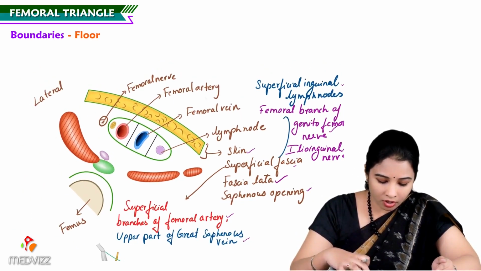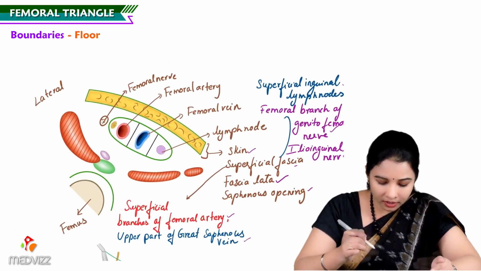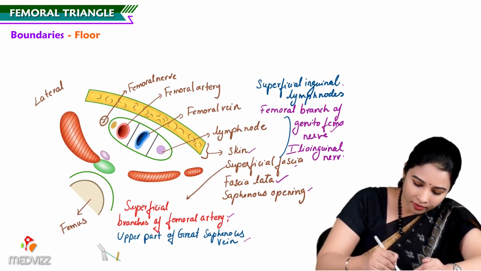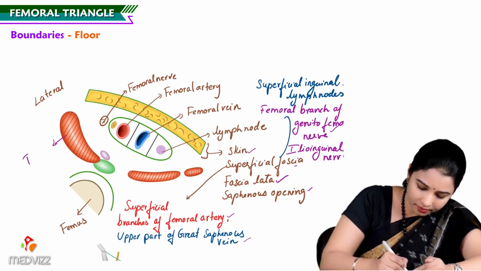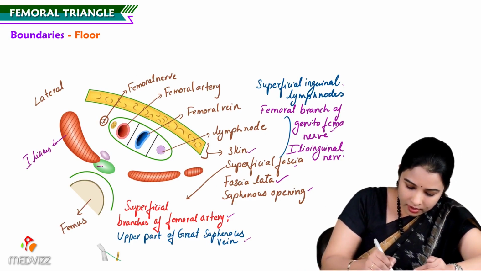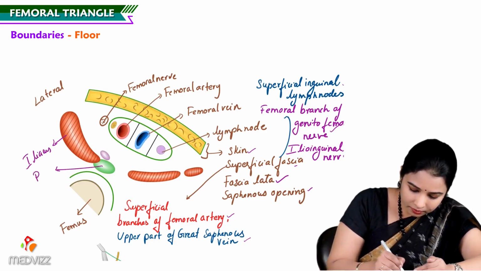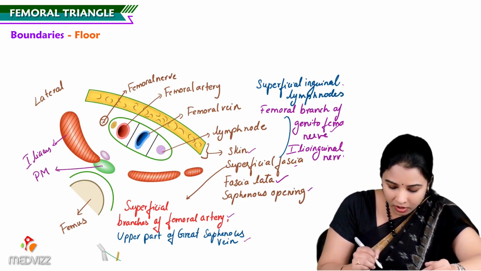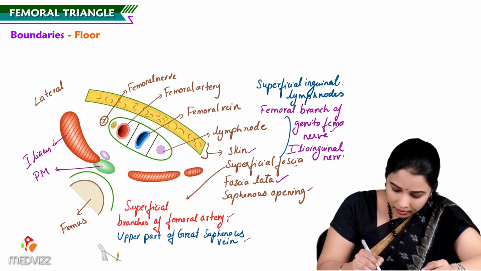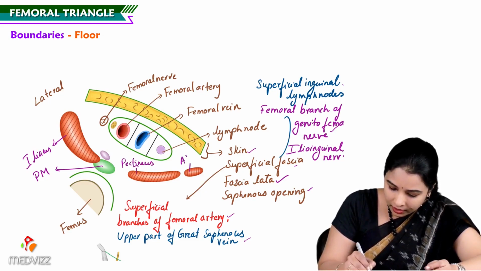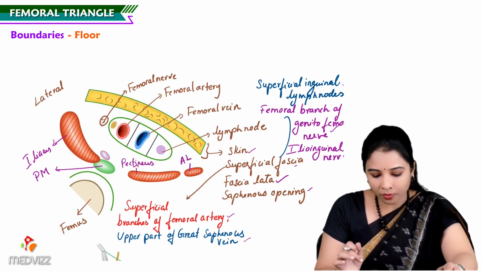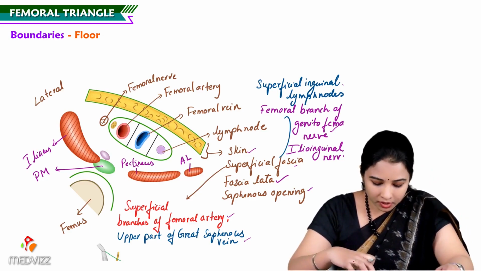And here it is a cross section. So we can see from lateral to the medial side, the iliacus forming the floor here. And this is psoas major. Iliacus and psoas major are together. And here is the pectineus. This is pectineus. This is adductor longus, which are the structures forming the floor of femoral triangle.